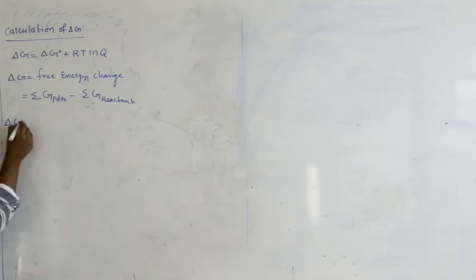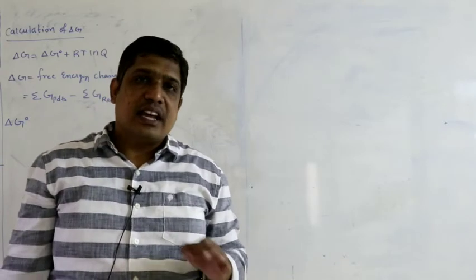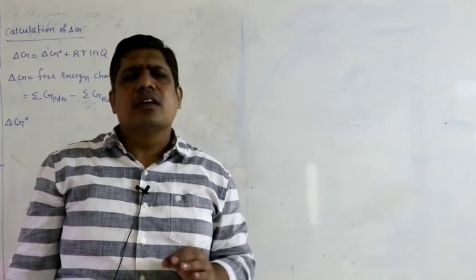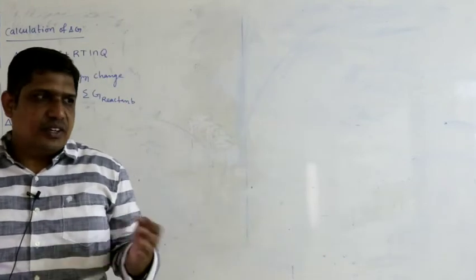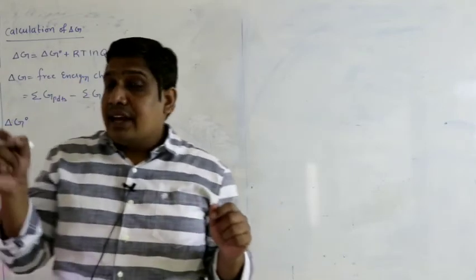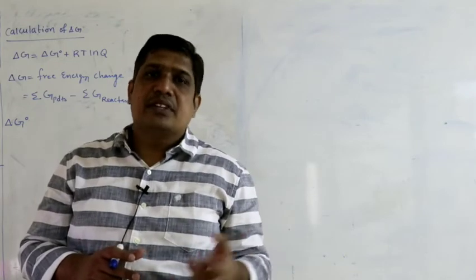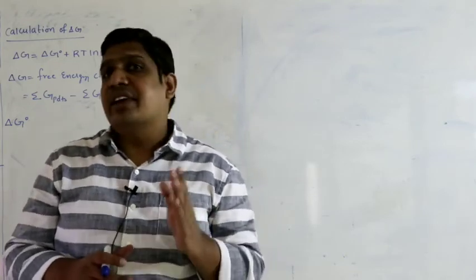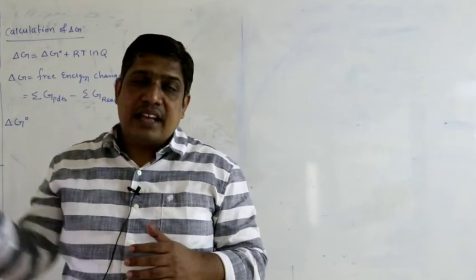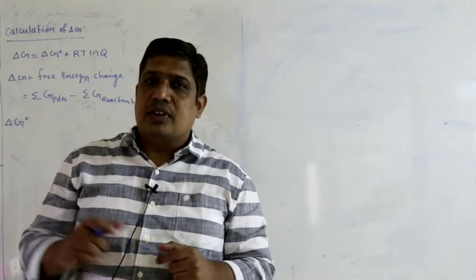Delta G naught. Whenever you come across this naught, it indicates that it is under standard conditions. In thermodynamics, the standard temperature is 25 degrees Celsius, and the standard pressure is 1 bar or 1 atmosphere. We generally take 1 atmosphere, but actually it is mentioned as 1 bar. In the gaseous state, the standard temperature is 0 degrees Celsius, but in thermodynamics, where you deal with solids and liquids, it should be 25 degrees Celsius. So this is the difference in standard temperature with respect to the chapters.